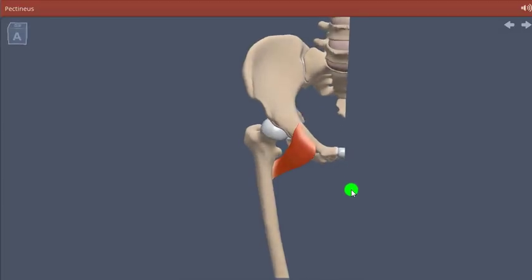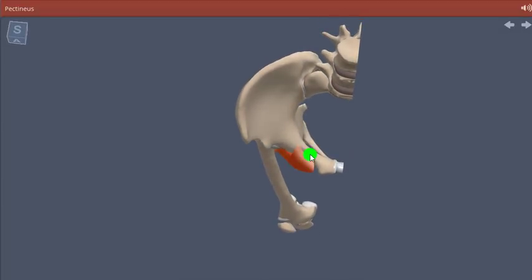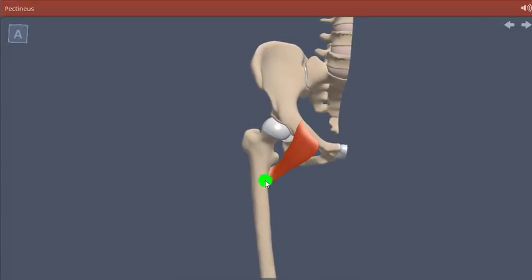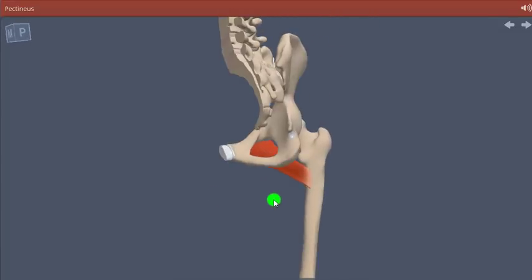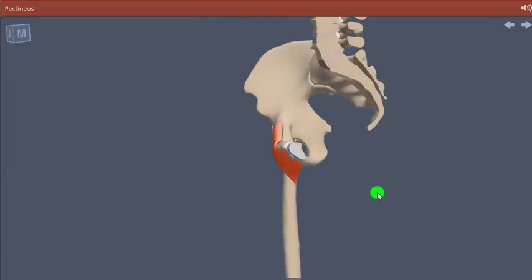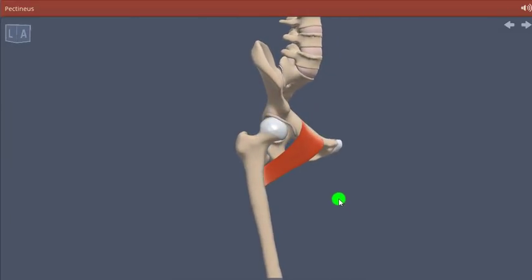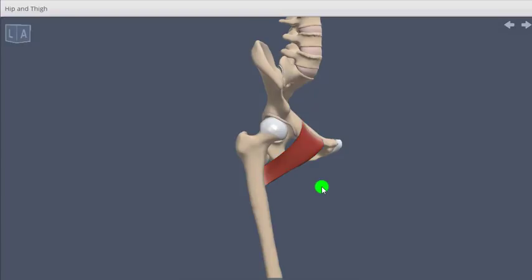Pectineus muscle. Pectineus takes origin from the pectineal line of pubis, and it's inserted into the pectineal line of femur. It's like the easiest muscle to learn ever. It originates from pectineal line and it's inserted into pectineal line.